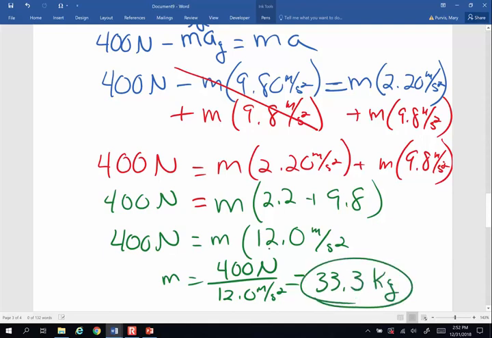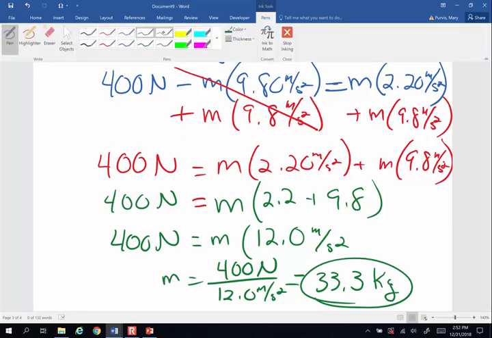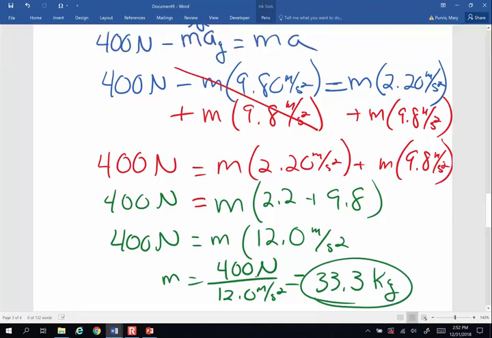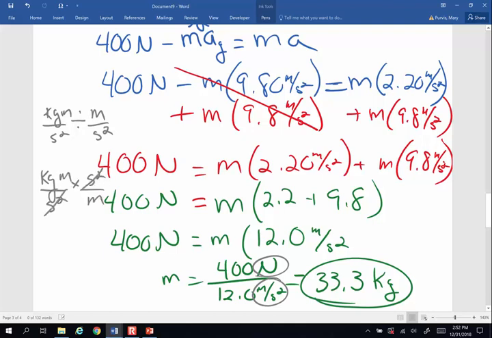Now let's take a look at the units here, because we haven't actually done the units in this direction. Newtons divided by meters per second squared. A newton is a kilogram meter per second squared, divided by meters per second squared. So that's the same as kilogram meters per second squared times second squared over meters. Seconds squared cancel, meters cancel. You end up with kilograms, which is what we want.